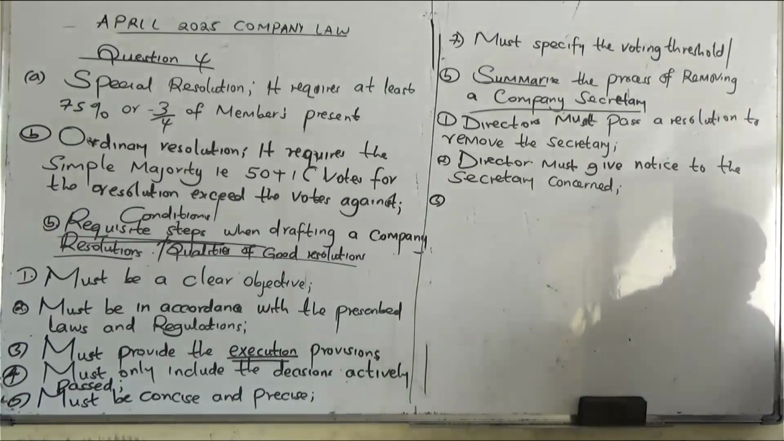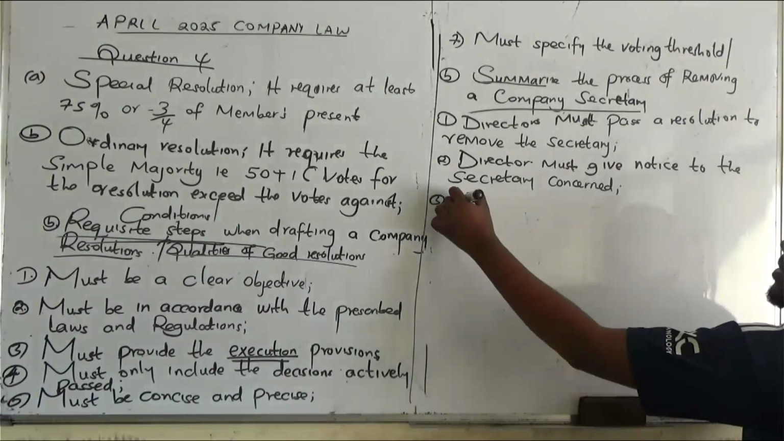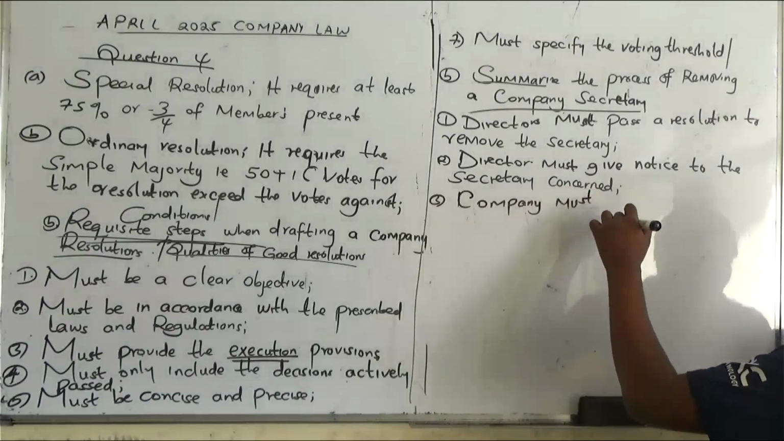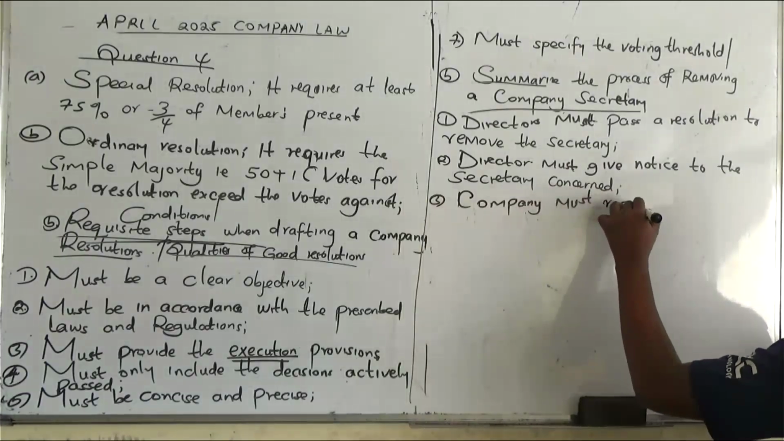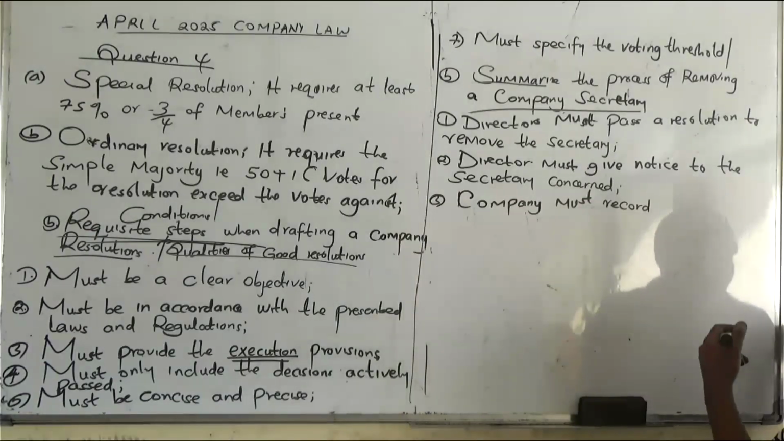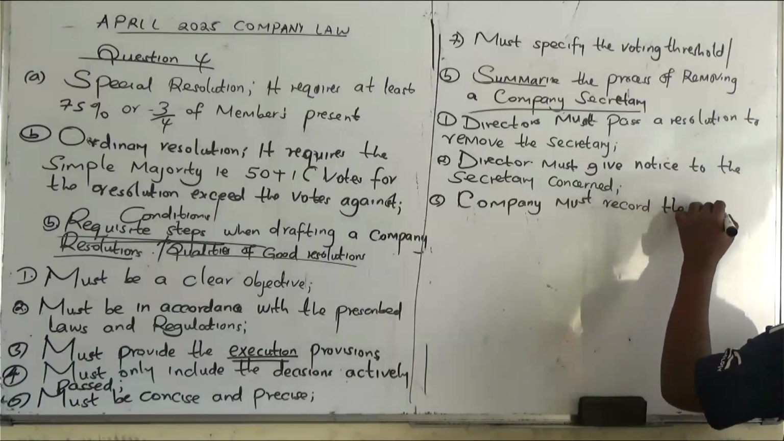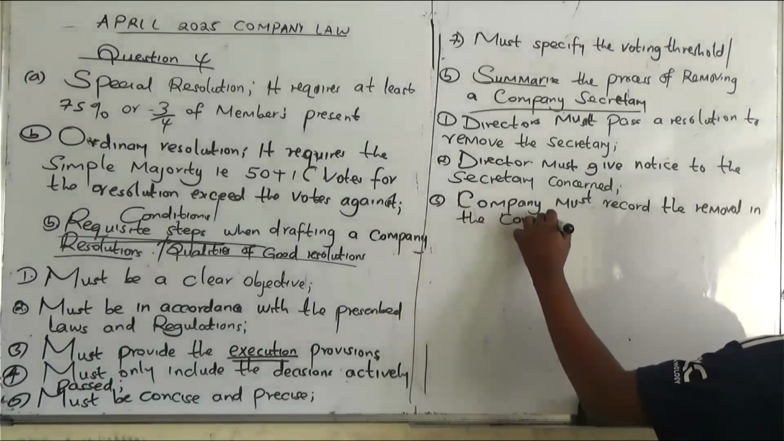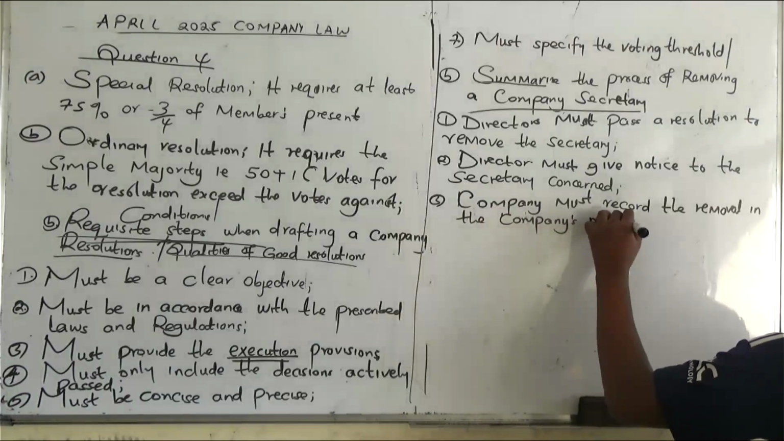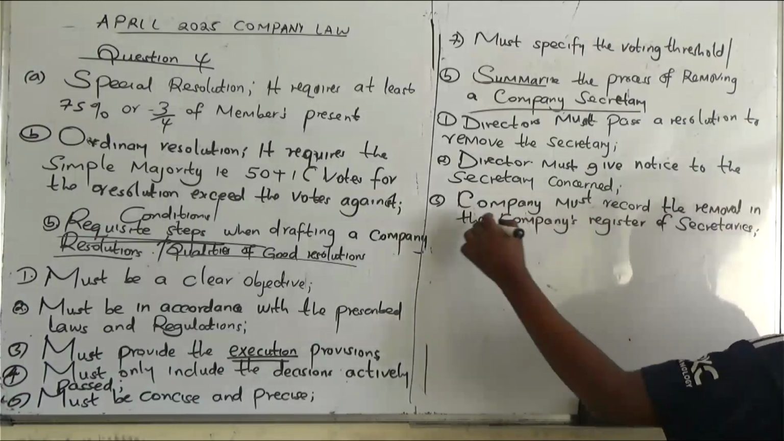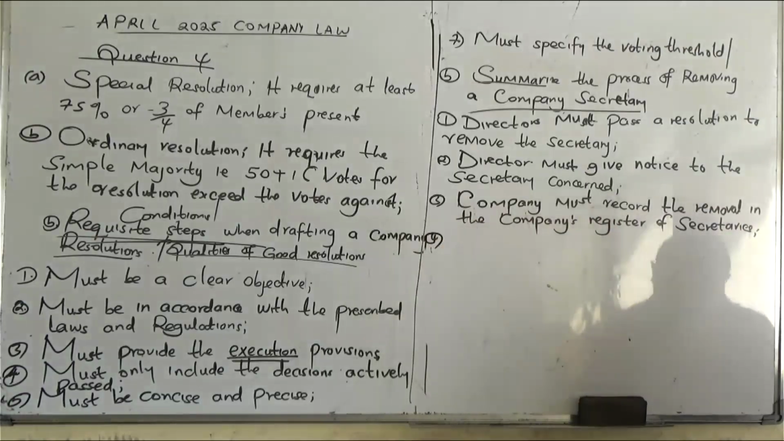Three, the company must record the removal in the company's register of secretaries. So they record the removal of the company secretary in the register of secretaries. You will have to apply to the registrar that you want to remove this person as a company secretary.